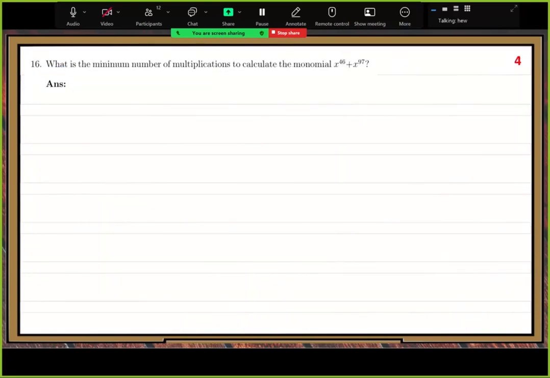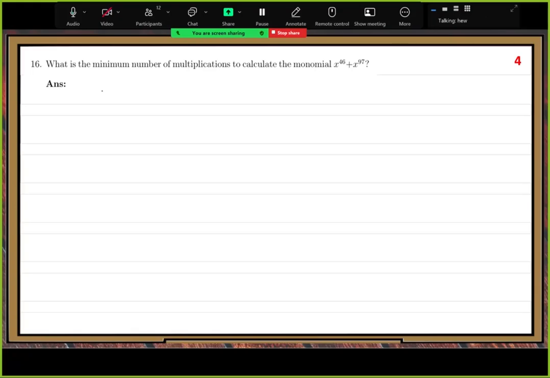This one, the correct answer is 10 multiplications. But most of you gave me more than that. So let me write. For this kind of thing, you need some experience, but at the same time, you need to understand the structure better.